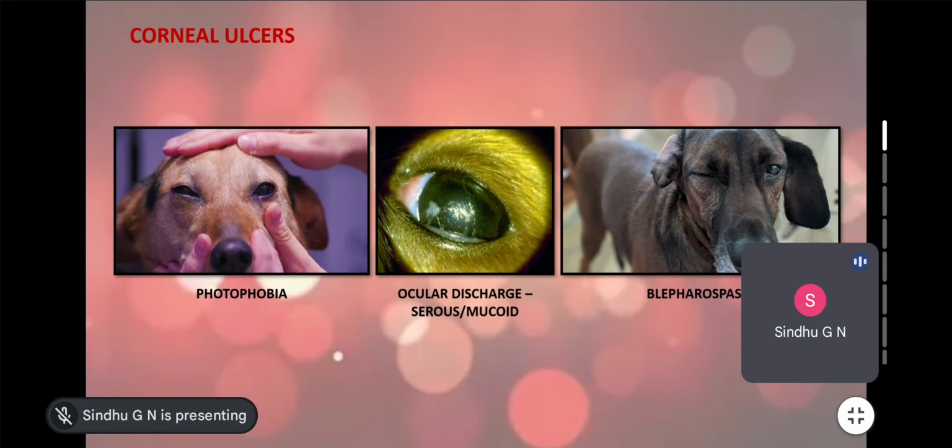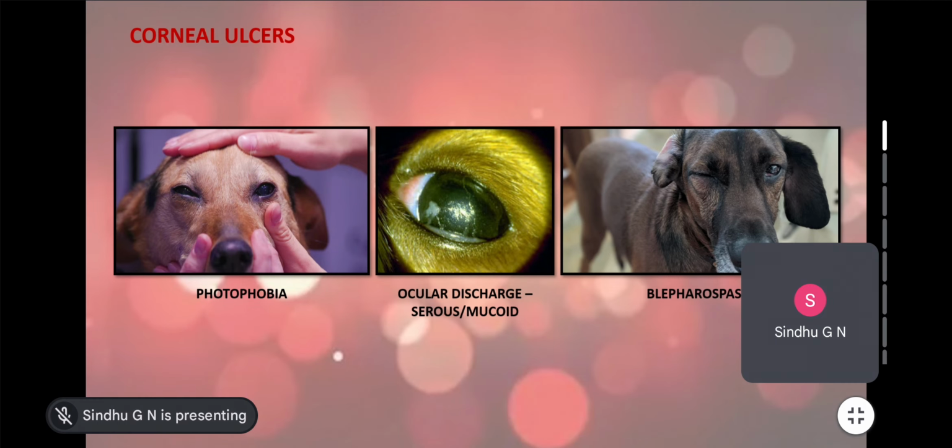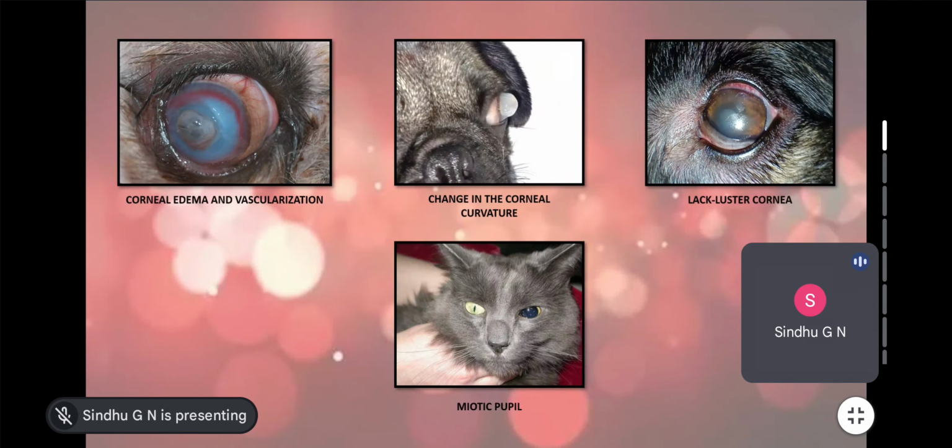Then comes the corneal ulcer, which is the most common condition which we face in our practice. So, corneal ulcer cases will be presented with photophobia, ocular discharge, which will be serous or mucoid, then severe blepharospasm. They won't be able to open the eyes because of that intense pain. Then corneal edema and vascularization, changes in the corneal curvature. So, you can see a bullous keratopathy. Here a bulla formation is there.